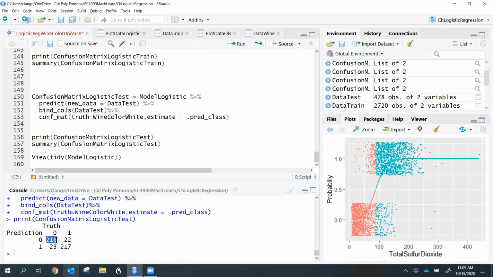while more than 400 we predicted right. We used only one variable. We have no clue about wine. This is just machine learning.